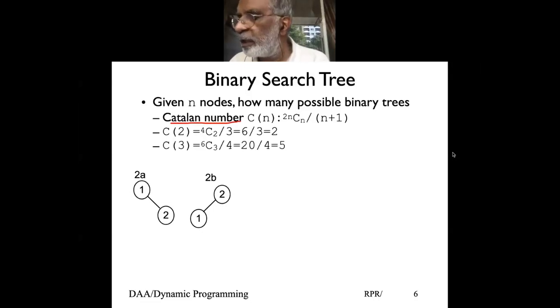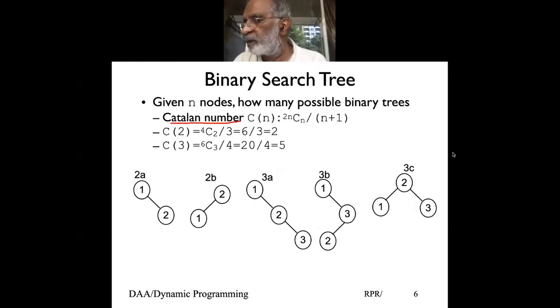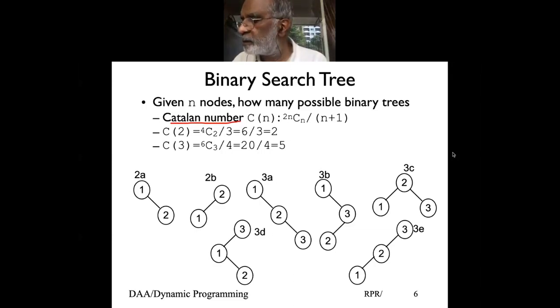If n is equal to 3, the number is 2n, which becomes 6, choose n, which is 3, divided by n plus 1, which is 4. 6C3 is 20, divided by 4, that's 5. That means we should be able to get a maximum of 5 binary search trees. So given 3 nodes, first you can organize the binary search tree like this, then like this, then like this, fourth like this, and so on.